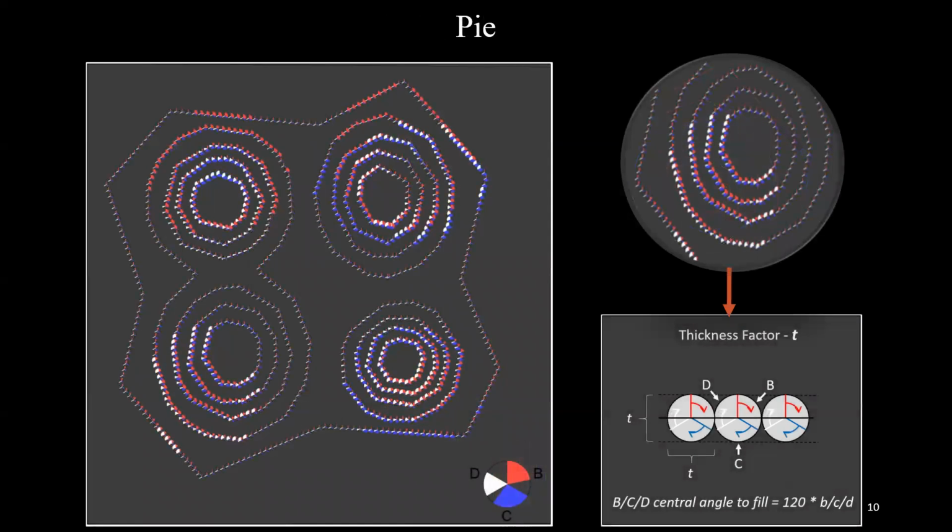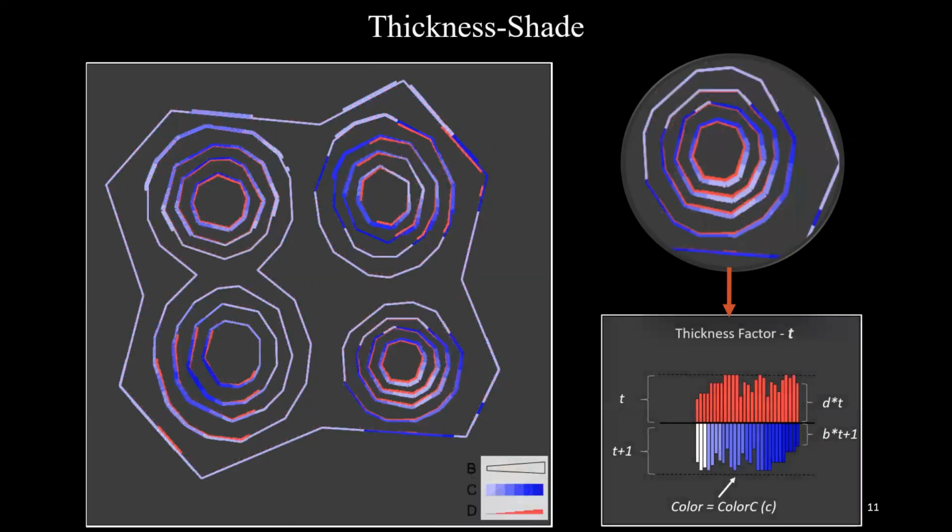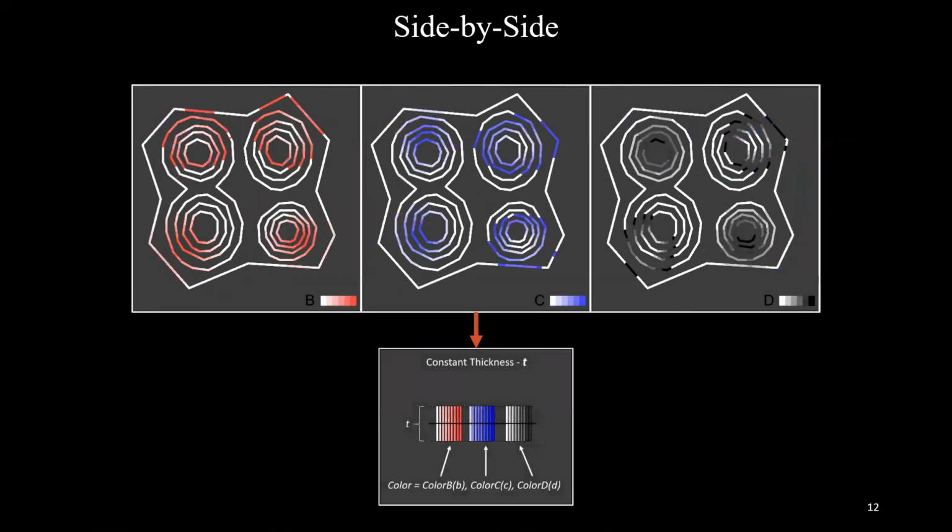In pie, each of the 3 variables has 120-degree space allocated in each circle that they fill according to their values. The fourth design is thickness and shade, where B and D control the thicknesses of the blue and red lines respectively, and C controls the shades of blue. Finally, side by side shows B, C, and D separately, where the values control the color shades.